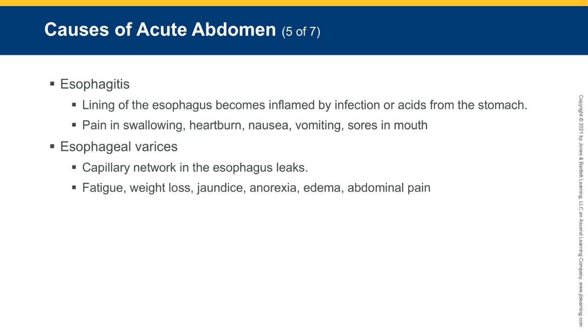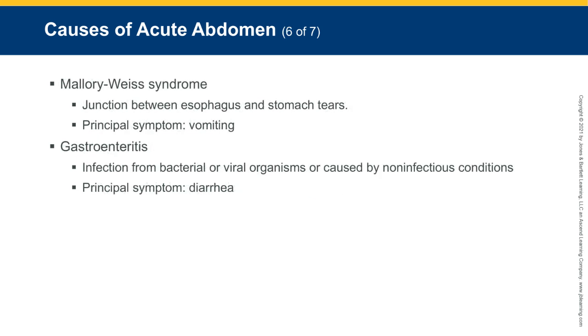Esophagitis is the inflammation of the esophagus, often caused by acid reflux or infection. Esophageal varices occur when veins in the esophagus become swollen and leak, posing a risk of severe bleeding, particularly in patients with liver disease. Mallory-Weiss syndrome results from a tear at the junction of the esophagus and stomach, often due to severe vomiting. Gastroenteritis, an infection of the digestive tract, causes nausea, vomiting, and diarrhea, often due to bacterial or viral infection.